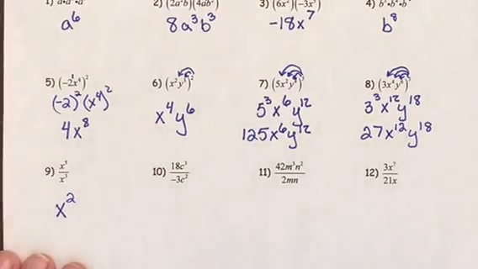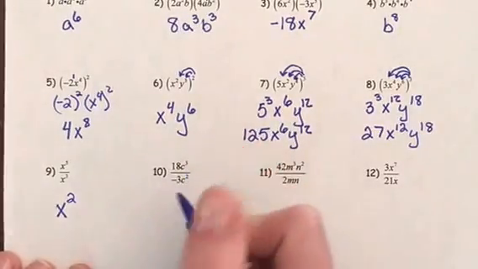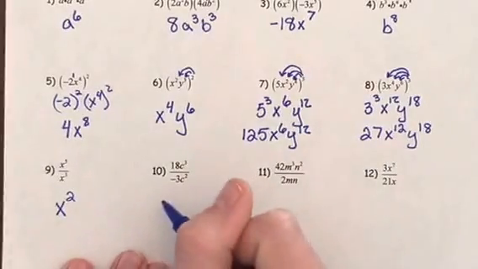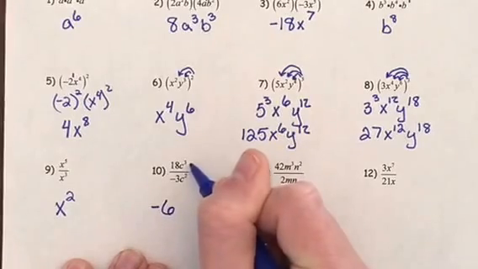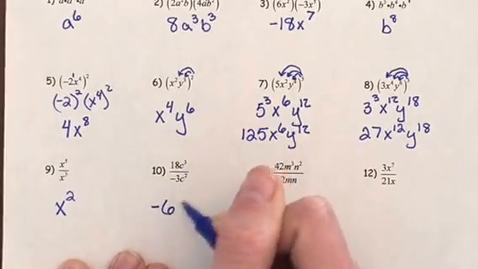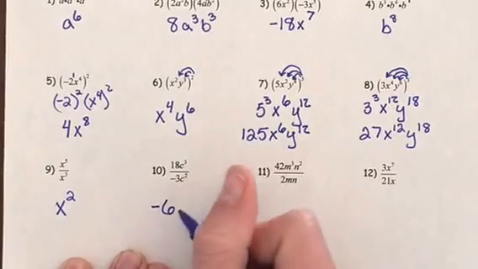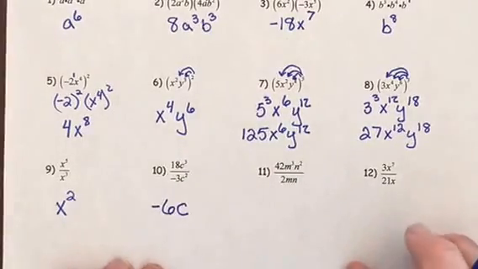If we do have a coefficient, we are going to divide the coefficient. 18 divided by negative 3 will give you negative 6. C cubed over c squared. If you vision it all written out, you would have 2 of those c's cancel, and you'd be left with 1 c. If you want to write c to the first, that's fine too.